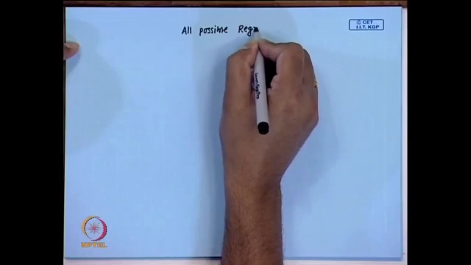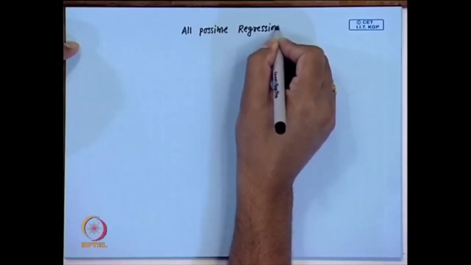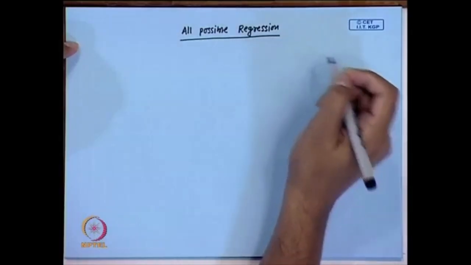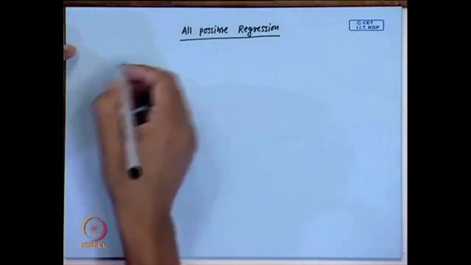There are several algorithms to solve this problem, and those algorithms can be classified into two classes basically. One approach is called the all possible regression approach, and the other one is called sequential selection. First I will be talking about all possible regression.